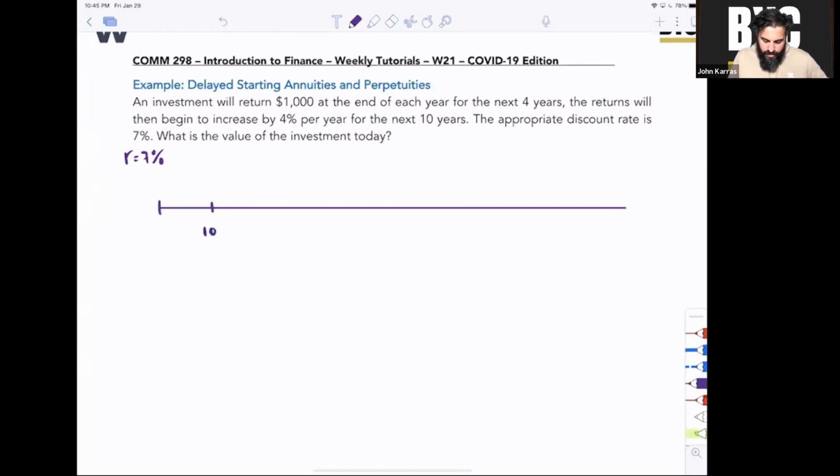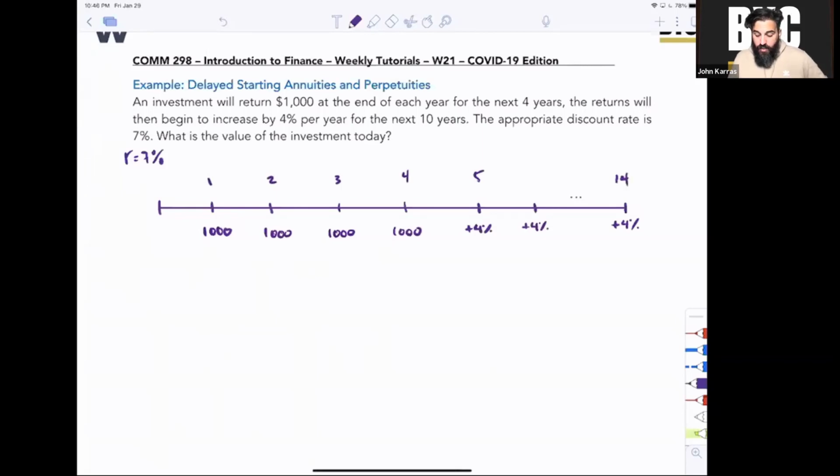Where it says you're going to get $1,000 at the end of each year for 4 years. And then after that, the returns are going to increase. So after this, it's going to increase by 4% for the next 10 years. So years 1, 2, 3, and 4, the payments are the same. But then years 5 through 14, the payments go up by 4%. When you get a question like this, and again, this is going to happen more in the chapter on stocks, it's important to understand it from now because the way to solve this is using the stuff you already know.